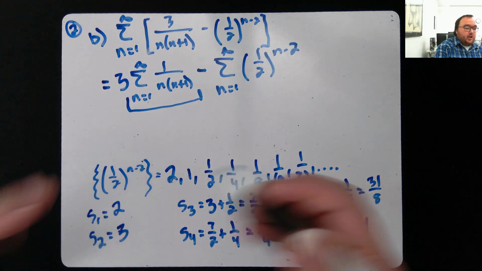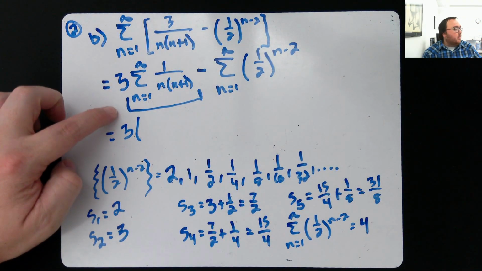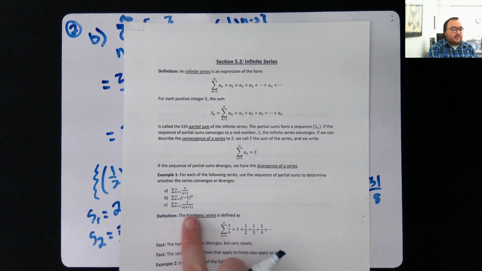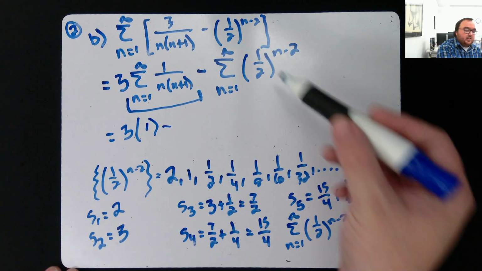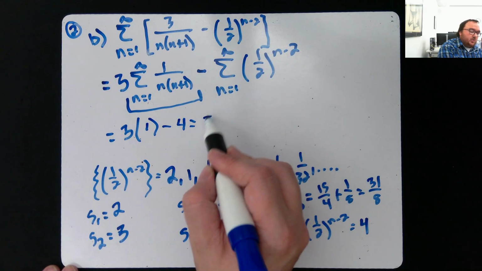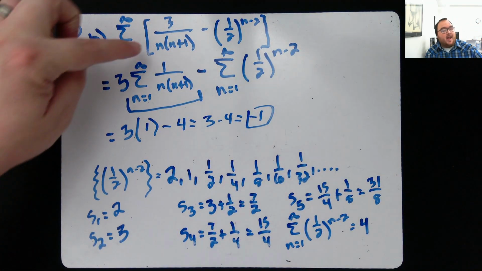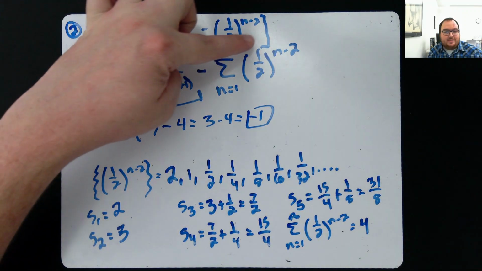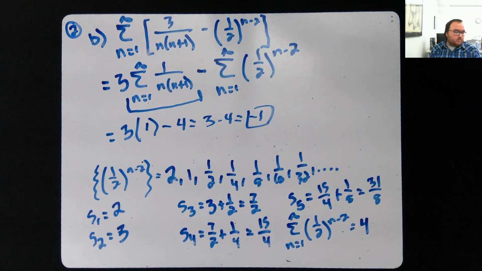So what this means is I can use everything that I know now. So that's going to be 3. Again, from example 1c, I know this sum is 1. Minus, and we just got this sum, was 4. 3 times 1 is 3. 3 minus 4 is negative 1. So if I added up every term in this sequence right here, I would get a negative 1. Once again, let me know if that doesn't make sense.